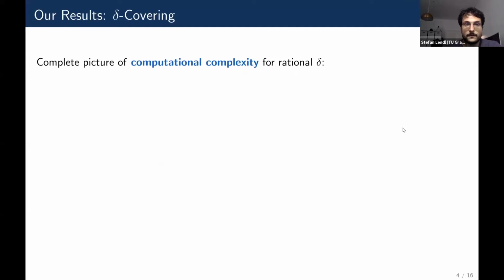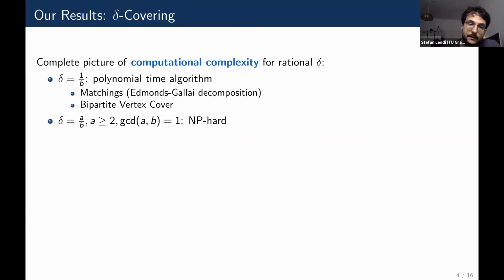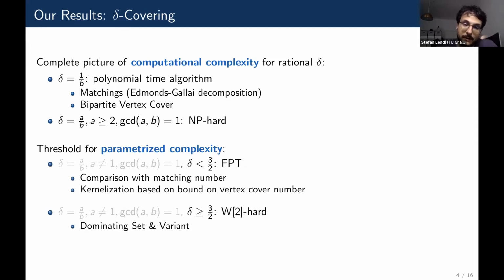Let me give you an overview of the results. We obtained a complete picture of the computational complexity for every fixed rational number delta. So we assume delta to be a rational, A over B, and fixed, and then the computational complexity is as follows. If delta is a unit fraction, so 1 over B, then we obtain a polynomial time algorithm for the problem. But as soon as the numerator is not 1, so for any other numerator, we show that the problem is NP-hard.